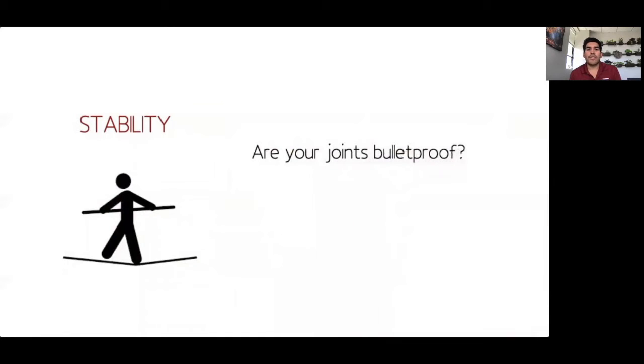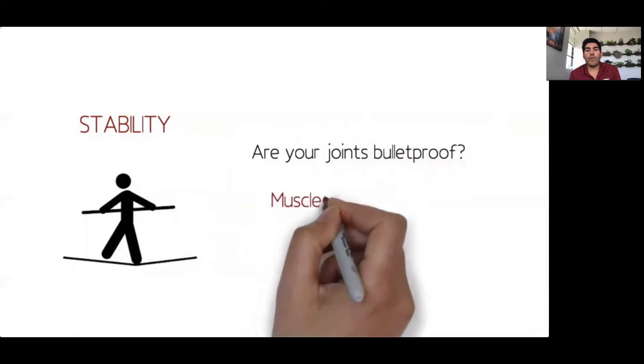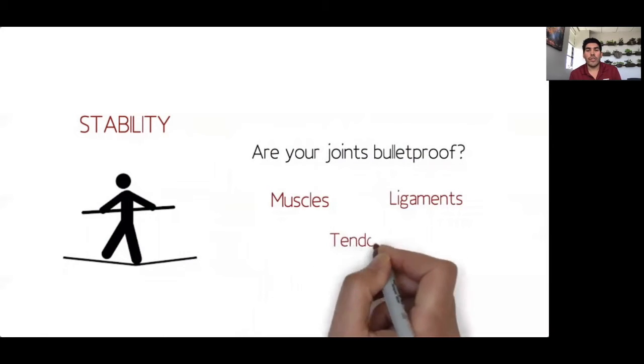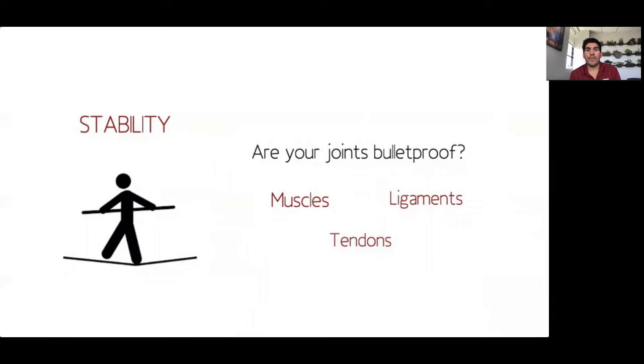The next aspect is stability. With stability, I want to know, are your joints bulletproof? The things that make your joints bulletproof are the muscles, ligaments, and tendons that surround it. So we're going to be looking at muscular strength and muscle activation. We want to look at, is there ligament laxity? Are the ligaments really loose? And is there any tendinosis, tendinitis, anything like that of the muscles? We want to make sure that all of these are good, that way we have a stable joint.